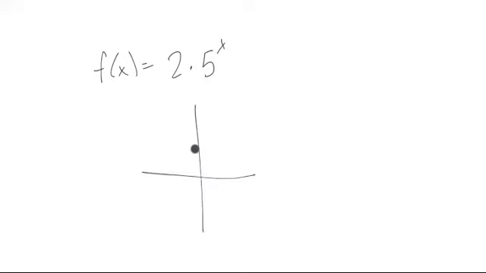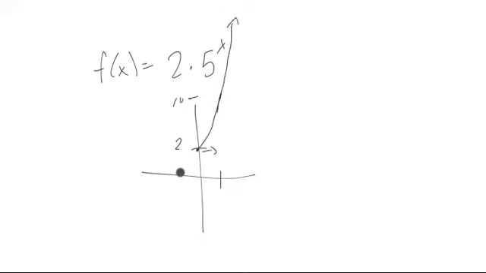For instance, what if we had f of x is equal to 2 times 5 to the x? Now, what would this look like? Well, we know what the y-intercept is. It's 2. And as we go over, if we go over 1, we're going to multiply it by 5. So it would be all the way back up to 10 right here. And we could keep going.